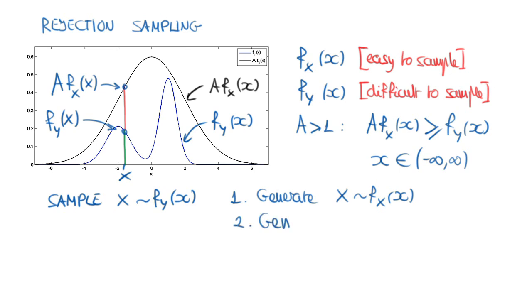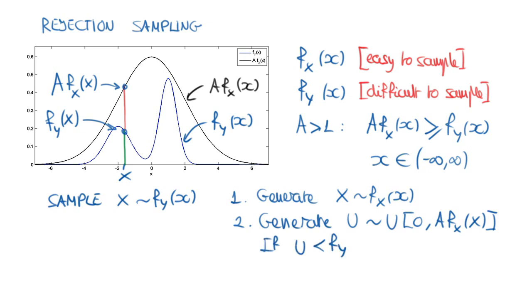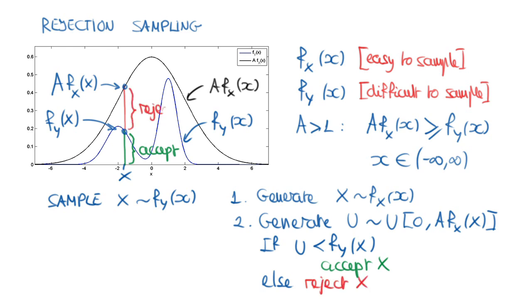We now generate a random variable u that is uniform in 0, a times f_X evaluated at the generated sample. Now if u is smaller than f_Y evaluated at the sample, we accept x. Else, we reject x. This means that on average we have to sample a times from f_X to generate a single sample from f_Y.